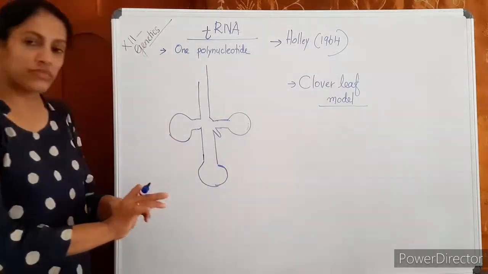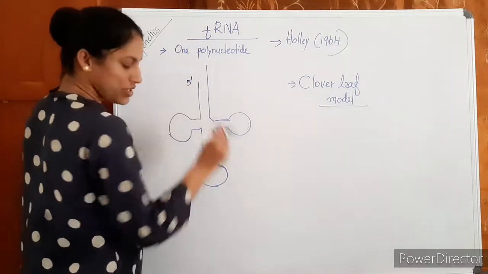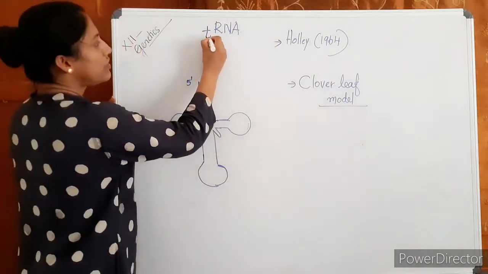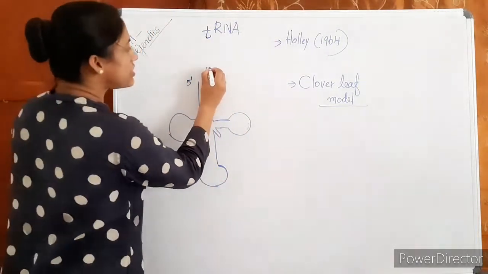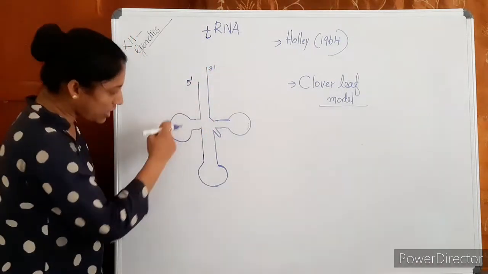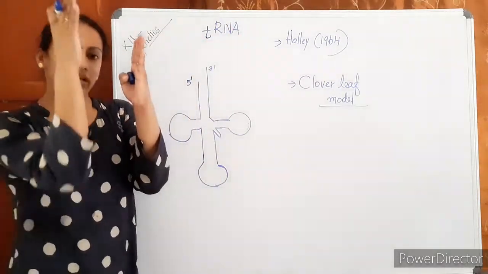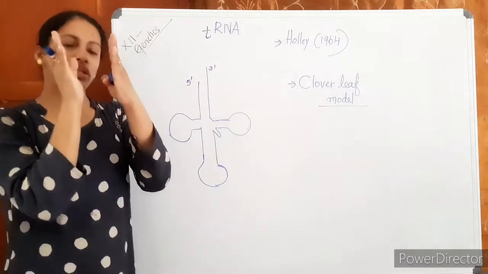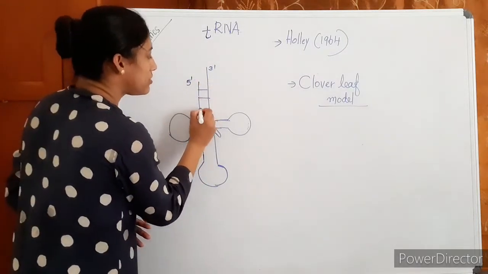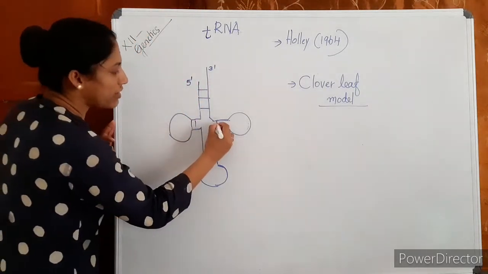Okay, clover leaf model of tRNA. This is the 5' end and this is the 3' end. Just imagine it's a single polynucleotide chain. But when one chain becomes parallel to the other due to bending, if there are complementary bases, they pair. If a uracil comes nearby, it will pair. In such a way it is paired and arranged.